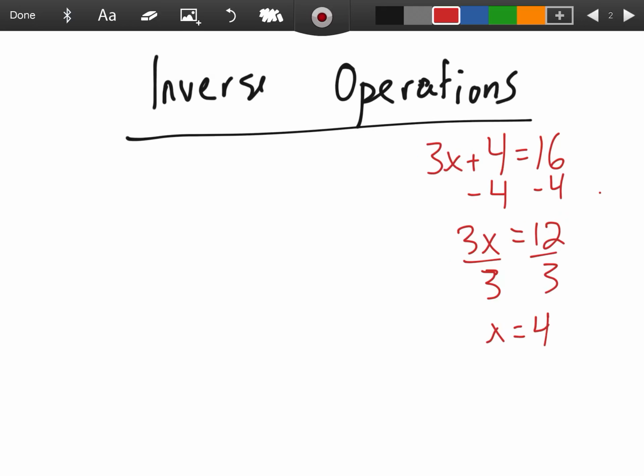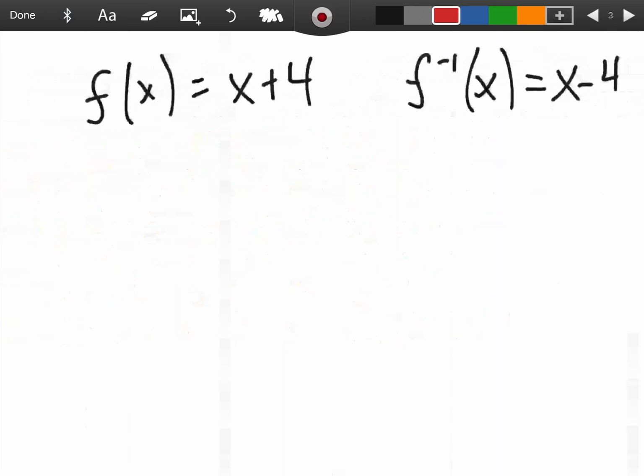But we can see the purpose of using these inverse operations is that we are essentially canceling things out. We are able to undo something from the side that has the x. We're allowed to eliminate it, get away from that side. We're allowed to cancel it out or undo that addition of 4 by then subtracting 4 from each side. So that's going to be a key as we are talking about inverse functions.